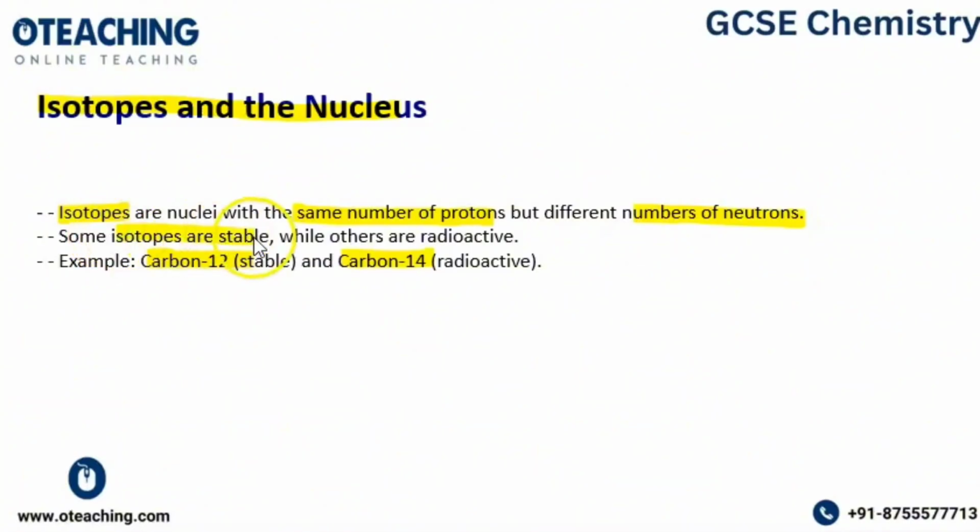Some isotopes are stable while others are radioactive. For example, carbon 12 is stable. That is why we consider C-12, with this being the atomic number and this the mass number of the carbon atom, and we do not consider carbon 14. Why? Because it is radioactive.